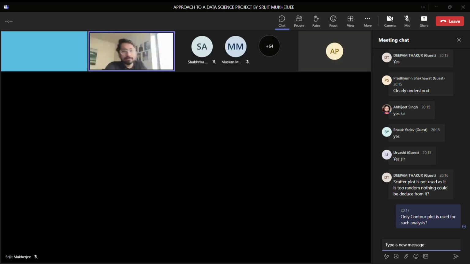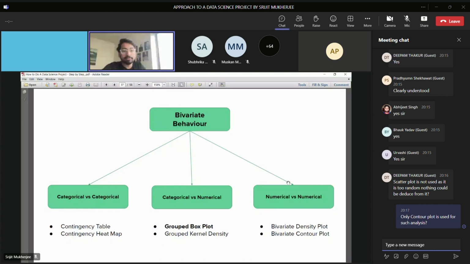Okay, so this is a bivariate behavior. Now let's see some examples of categorical versus numerical, and how you can see some group behavior. The categorical versus numerical is essentially also showing, and we will see this coming up in the next aspect, the relationships. I will show that to you together.